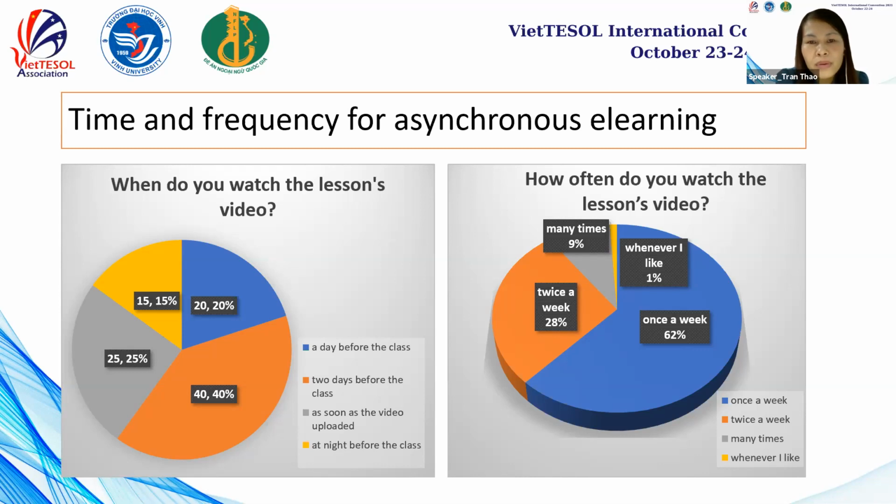And also, what about how often? So how many times do they watch the lesson video? All right. So 62% choose once a week, 28% choose twice a week, and here we have only 9% who choose many times, and only 1% choose whenever I like.